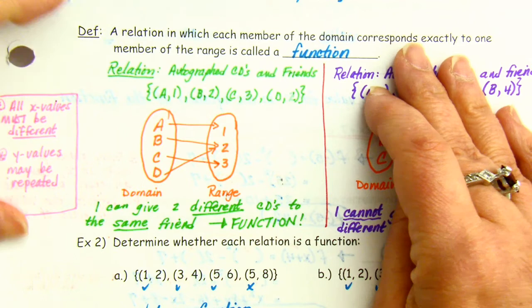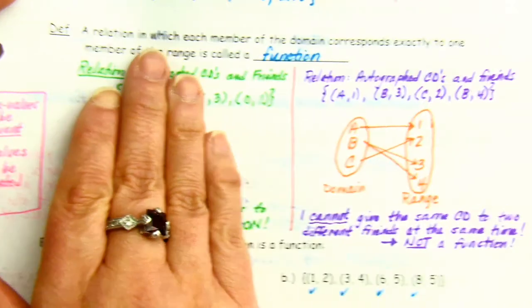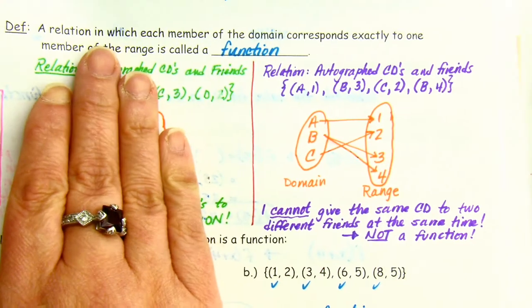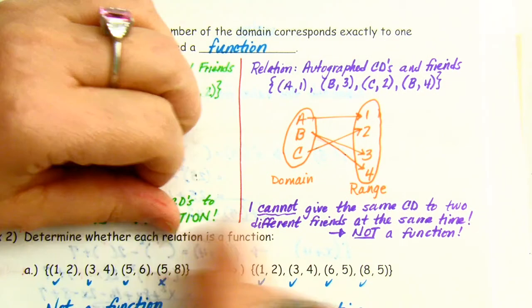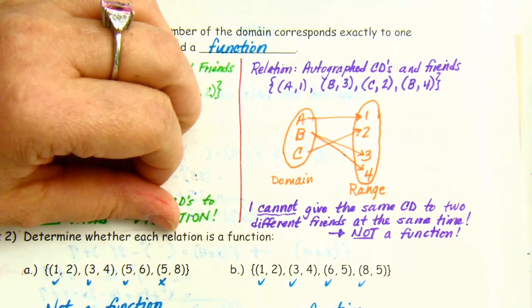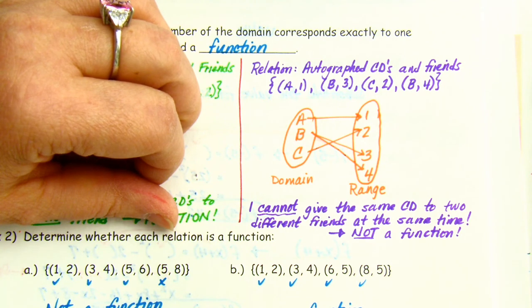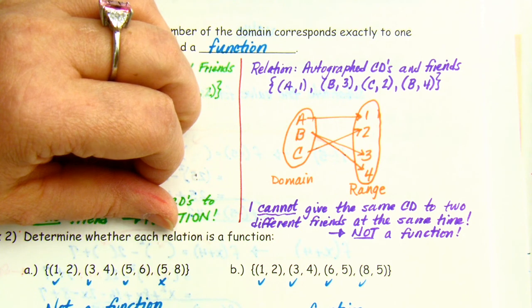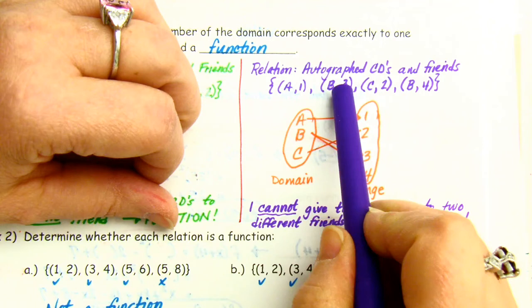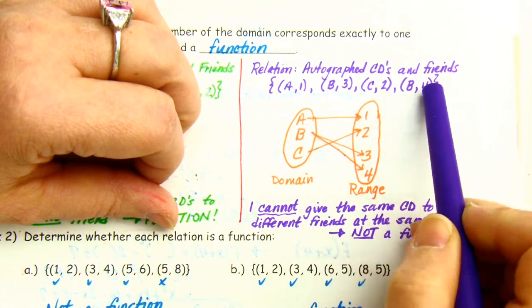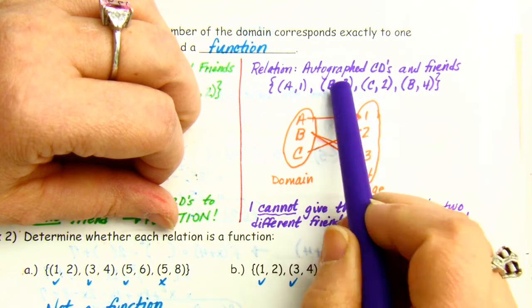Okay, over here on this side of the relation, I kind of switched it up. I still left the relation be autographed CDs and friends. And I still have a set of ordered pairs where I labeled my CDs, my compact discs, A, B, and C. And this time I have 4 friends. And if you look in the mapping, A goes to 1, B goes to 3, C goes to 2, and B goes to 4. See, I have the same X being paired with 2 different things.